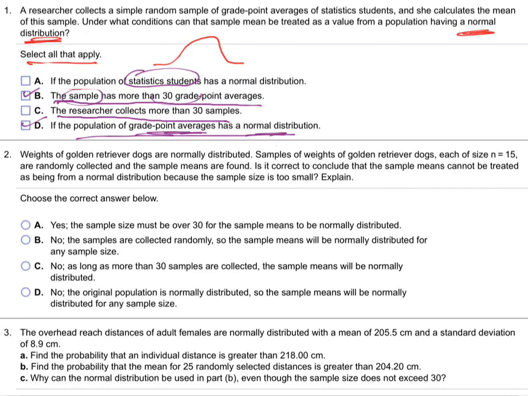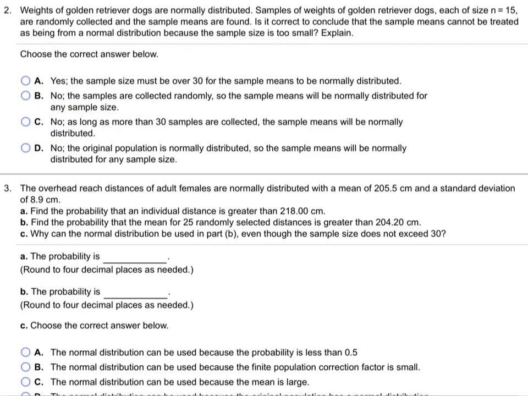All right, let's go on to number 2. Having thoroughly confused you, right on to number 2. It's official. All right. Weights of golden retriever dogs are normally distributed. Samples of weights of golden retriever dogs, each of size 15.